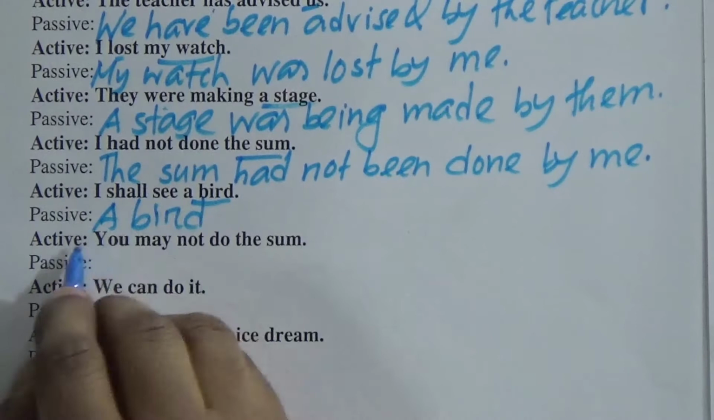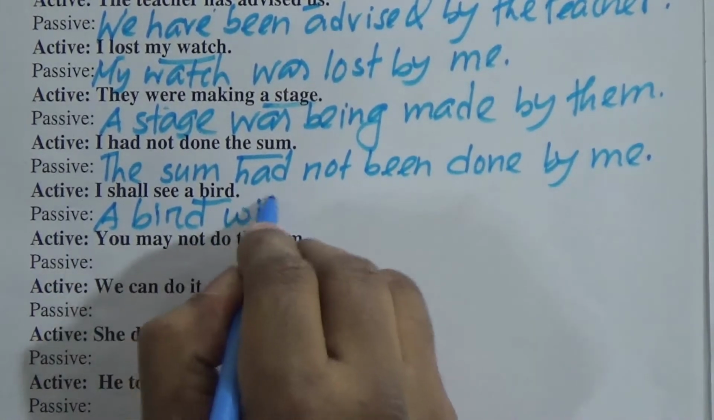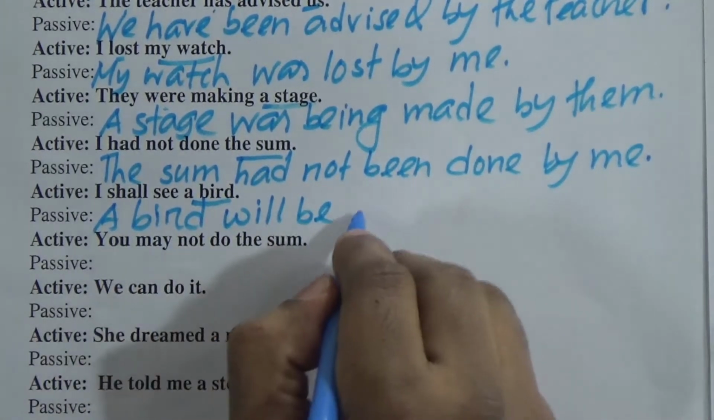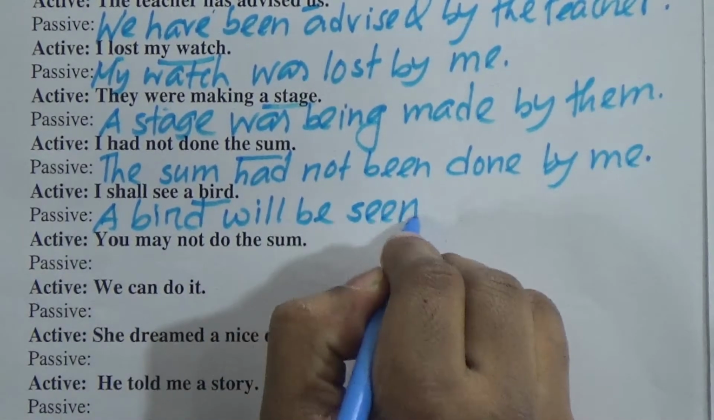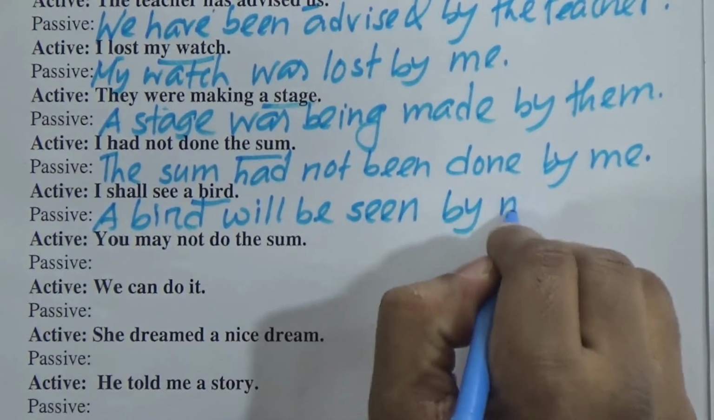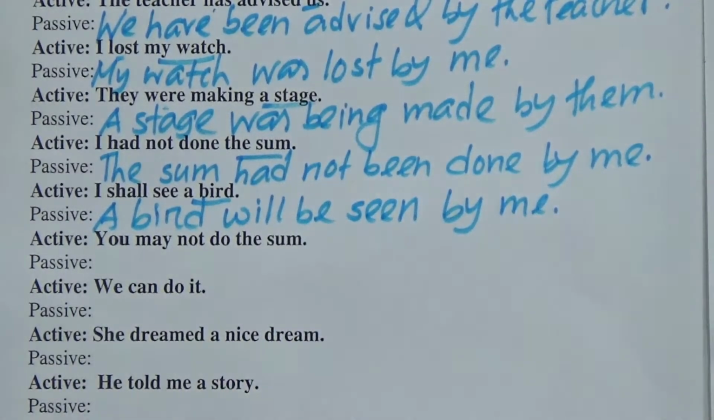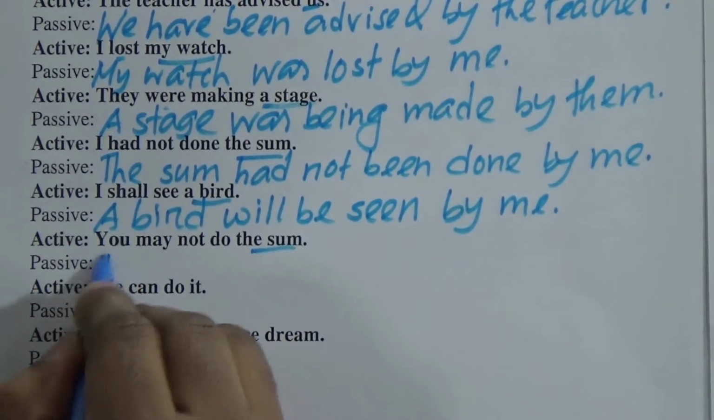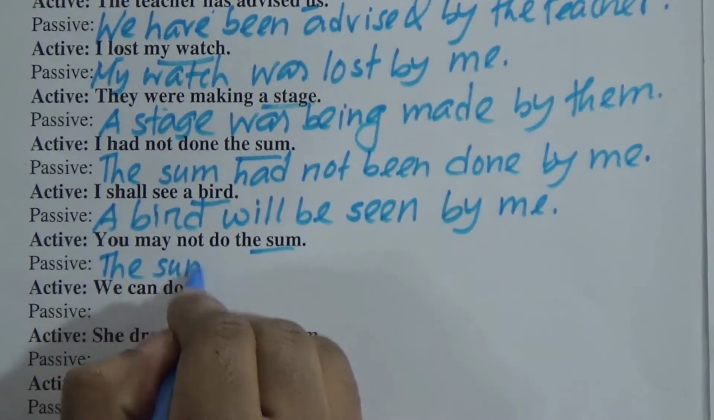Shall see, future indefinite. We have to use shall be or will be. We use will be, past participle of the main verb see, saw, seen, preposition by, subject I will be me in the objective form. You may not do the sum. The sum here is the object. We have to make it the subject, the sum.